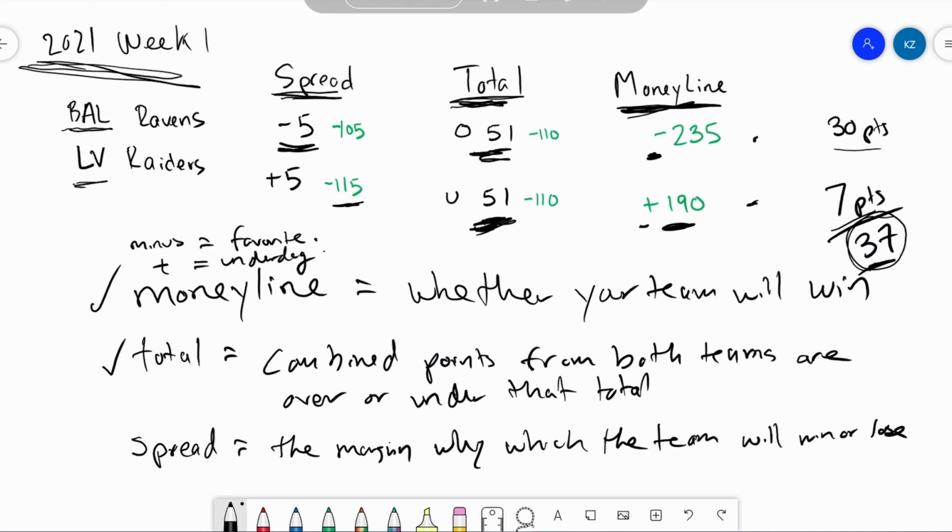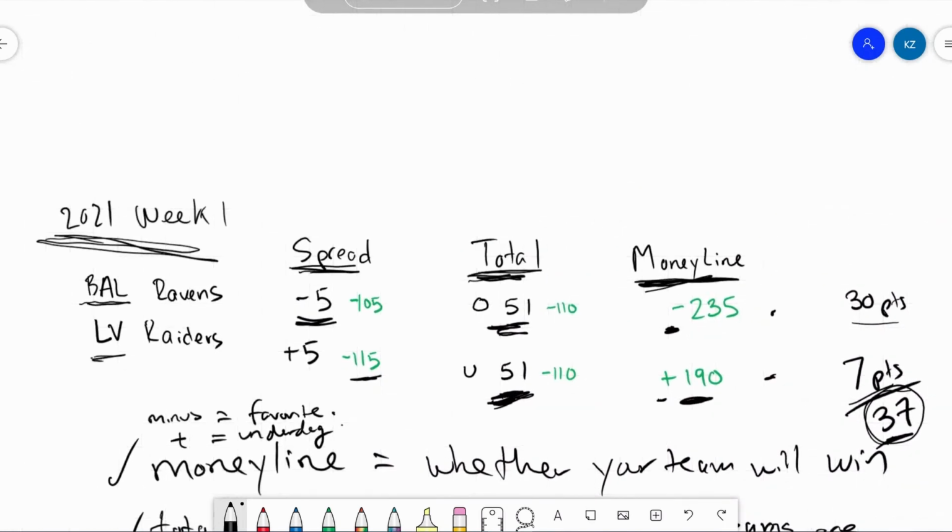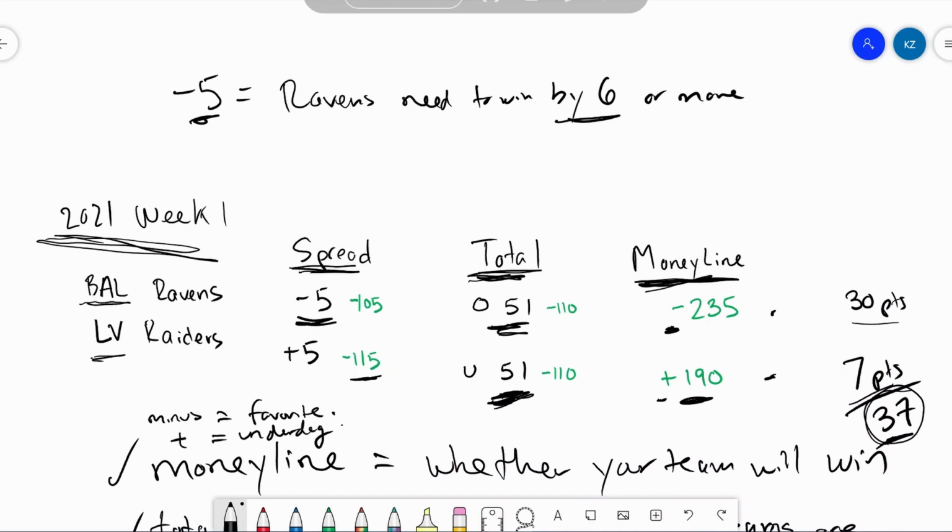So what that -5 means is that if we take the Ravens -5 spread bet, it means the Ravens need to win by 6 or more. And why 6 or more? If they win exactly by 5, that's just going to be a push. So we would just get our money back. To win the bet, we need them to win by 6 or more points.